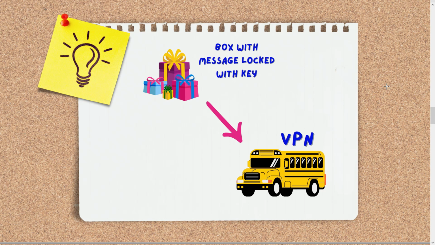So you have your box with the message locked with the key. Here we are taking this bus as the VPN. The bus is the one to take this box to where it's going. So the VPN, which is the internet connection between yourself and the VPN server, that is the bus. So how will the bus go? From your side, through your ISP, onto the VPN server. There could be other ISPs in between and other routers.